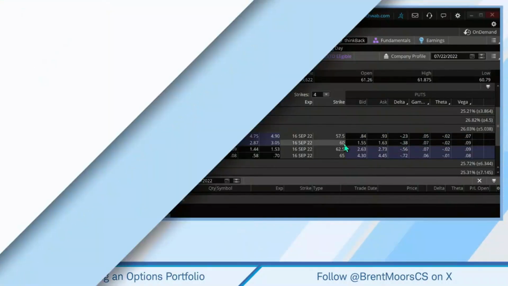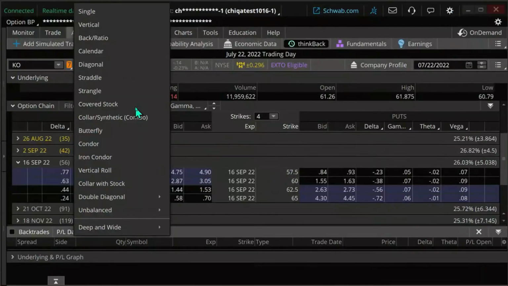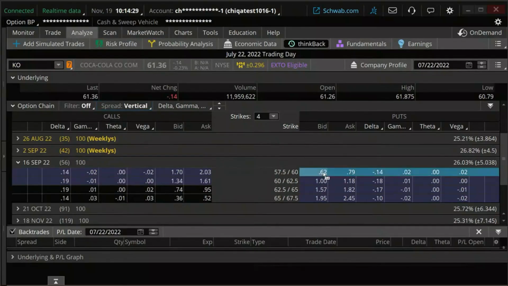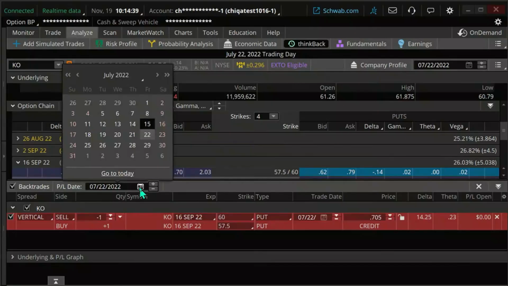We'll go to the 60 strike, 60, 57, 50. Let me go to vertical, 60, 57, 50. I'm going to click on the bid price. We can see right here, that's what it was. And we're going to use 9/14 as the end date.